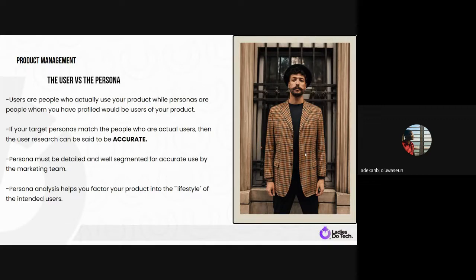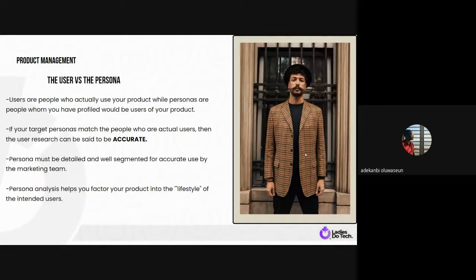So persona is more like the guideline, the user profile, right? Say, okay, I want to sell this shoe, and this shoe can only be worn by women. Then you want to know, okay, what type of women will buy these shoes? Then you build the user persona. So you go deeper and say, okay, women within 18 to 20 years, women who are working, or women who have children. So that's the user persona, that's the user profile.